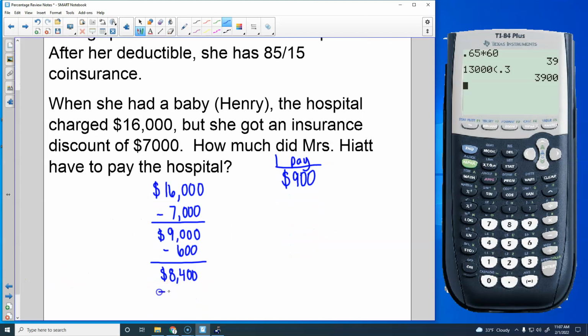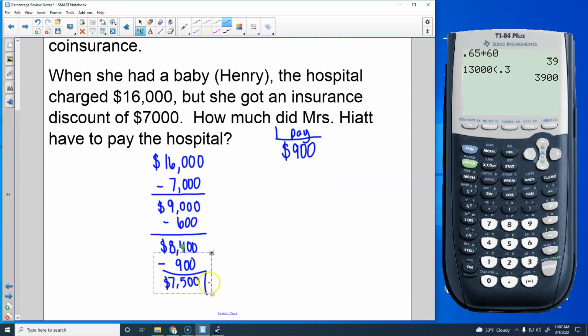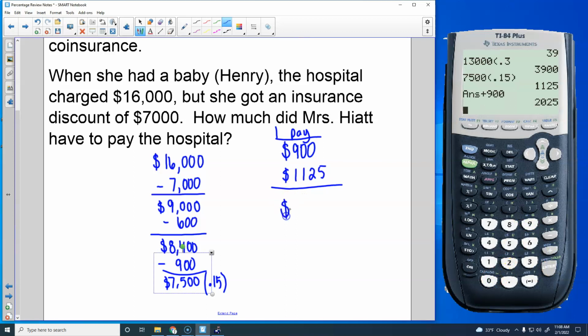And so I'm going to subtract $900, and that's going to give me $7,500. So I paid $900, and I've got $7,500 left. What percent of that do I have to pay? 15%. So I'm going to take 7,500 and multiply it by 0.15. And that's 1,125. And so that's going to give me $2,025.